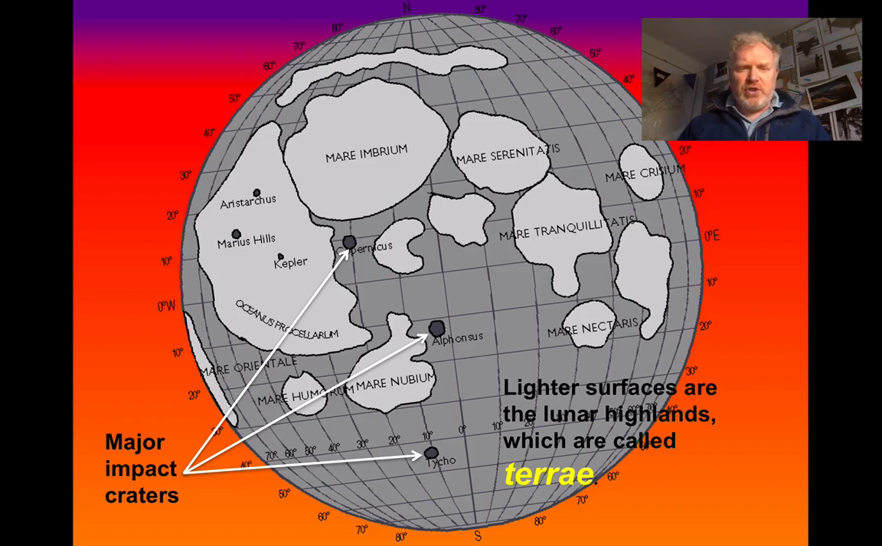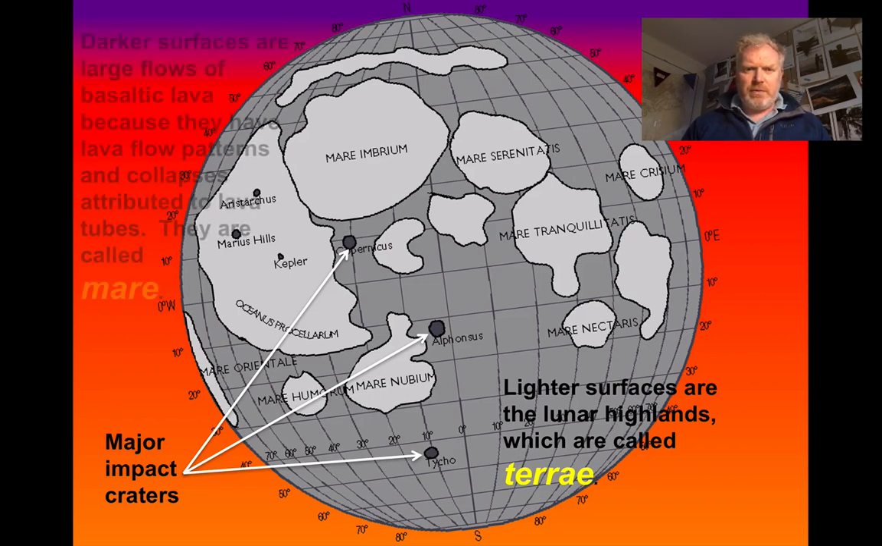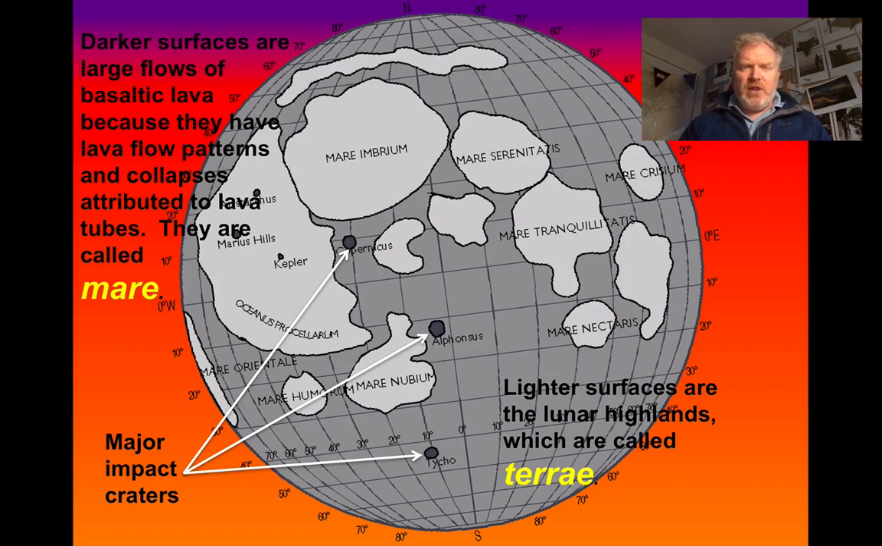The lighter coloured surfaces on your photograph are what we call the lunar highlands. They're called the terrae. These areas you can see are made of this anorthosite, and they are slightly different from the darker areas. The darker areas are what we call the mare. These are Latin words. Terrae means land, mare means sea.